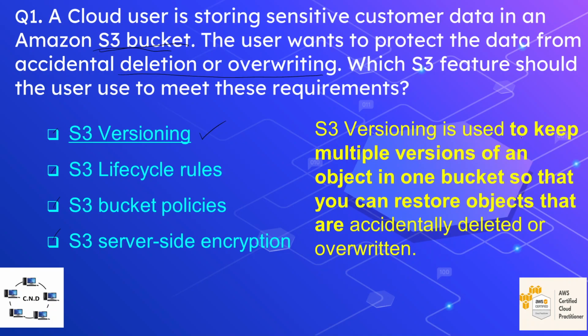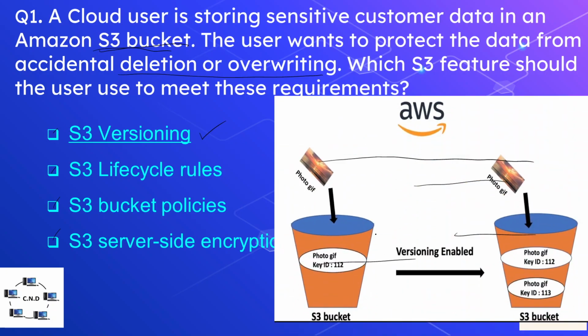S3 versioning is used to keep multiple versions of an object in one bucket so that you can restore objects that are accidentally deleted or overwritten. And let's see the visual. So here we have the visual. In this bucket, we don't have versioning enabled, so there's only a single version or single copy of the data. And if this data gets deleted, then the data is lost forever. We have no way to recover it.